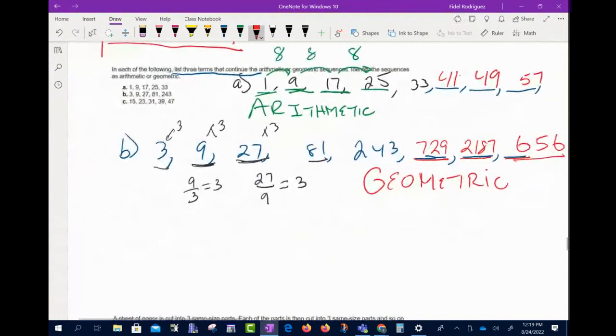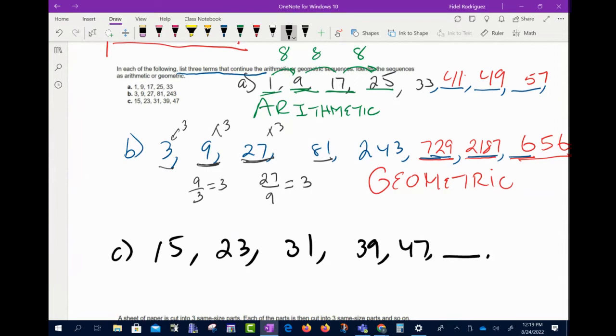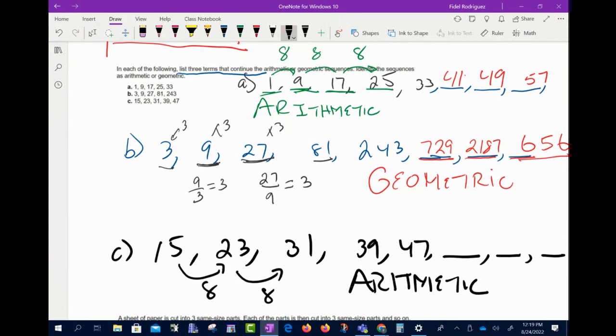All right. And I believe we have a part C. So let's do part C. So part C, we have 15, 23, 31, 39, 47, and we're going to do 1, 2, and 3. Okay. So let's see. Anybody know how much we're adding from one to get to the next? 8, right? And we keep playing that game all the way through, right? So I know that that is an arithmetic sequence, okay?